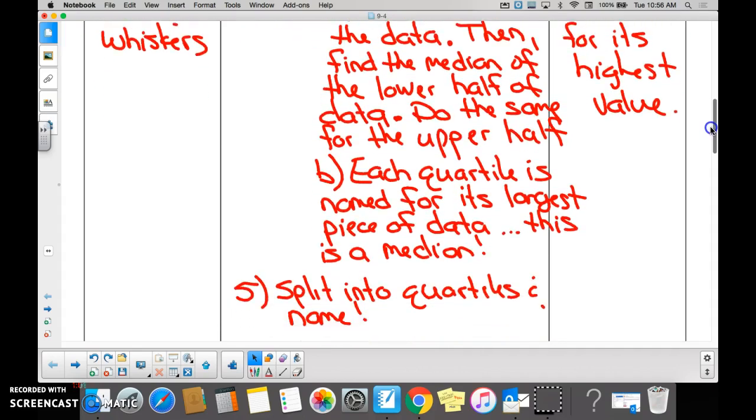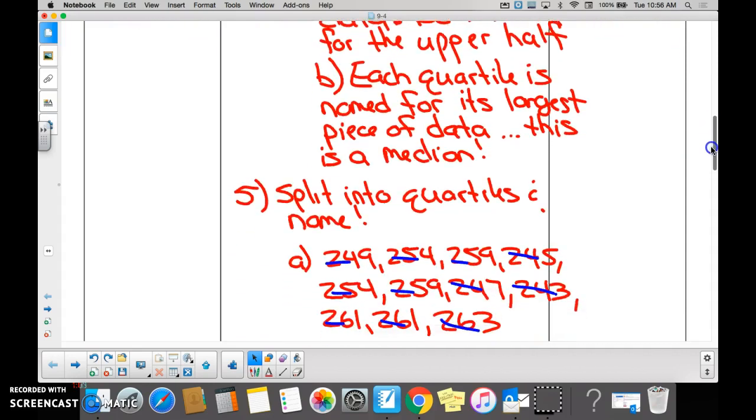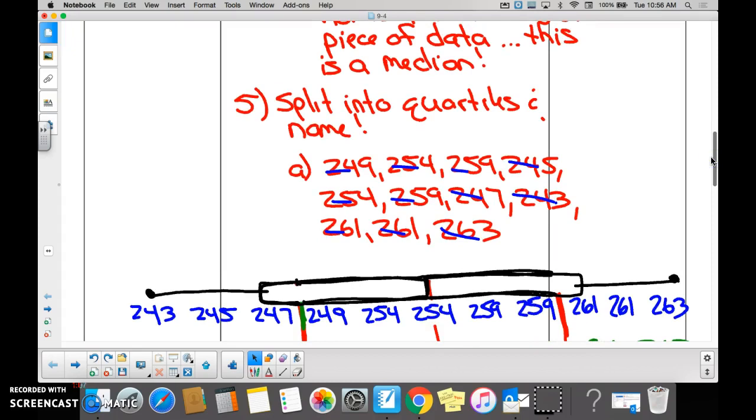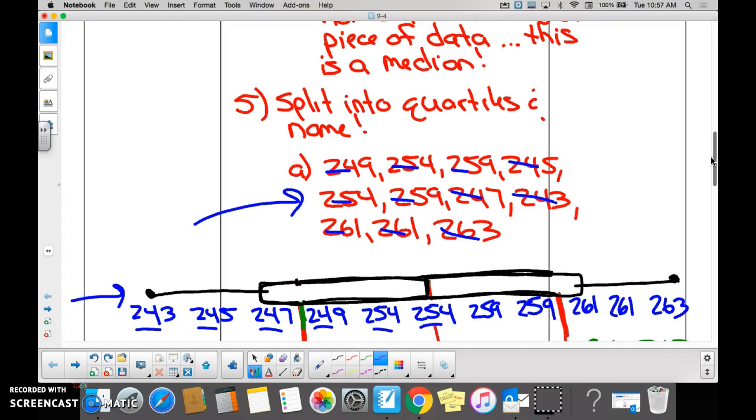So I'm just going to skip over the directions, which you have, and we're just going to talk about constructing a box and whisker plot, like here in number 5. So we have NWEA scores, totally made up NWEA scores, in their random order. They're not in numerical order. So what we did is we took all of these scores and we put them in numerical order on a number line like so. So it looks like we had a 243, a 245, a 247, a 249, a 254, another 254, and so on and so forth.